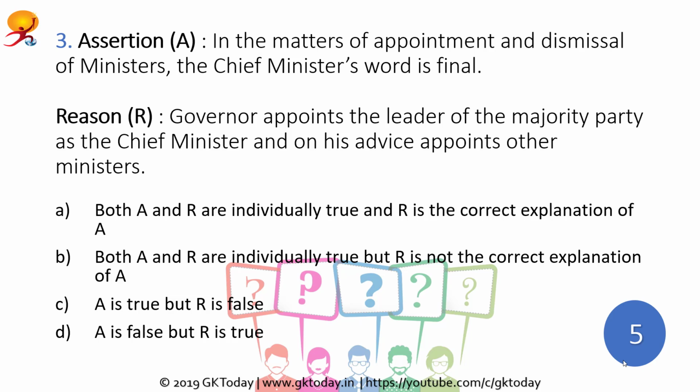In the matters of appointment and dismissal of ministers, the Chief Minister's word is final. Governor appoints the leader of the majority party as the Chief Minister and on his advice appoints other ministers. Your time starts now. Correct answer is A. That is, both of them are correct. Since the Chief Minister is the appointed head of the legislature, he gets to pick and choose the ministers he wants in his council. This is enshrined in Article 164.